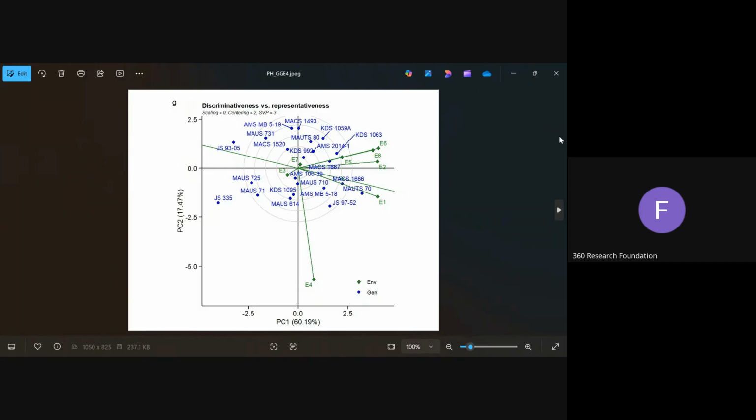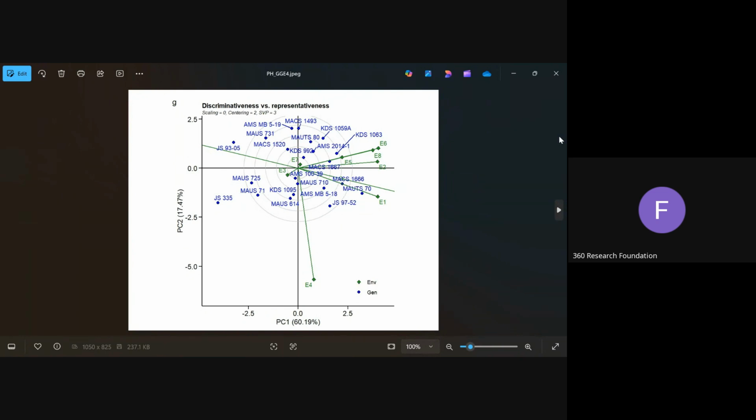Again, this representation of vectors you will find similar across the graphs: E6, E8, E4, E3, E7. So this is discriminativeness versus representativeness. What does it indicate? It indicates the usefulness of each genotype, the usefulness of the environment for genotype evaluation.